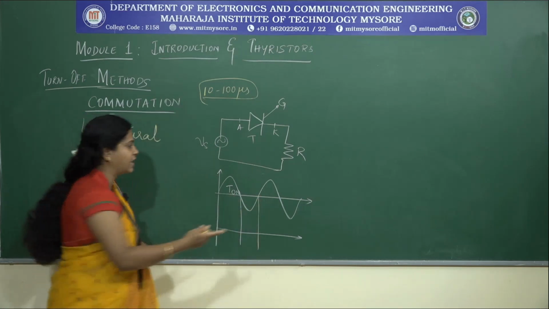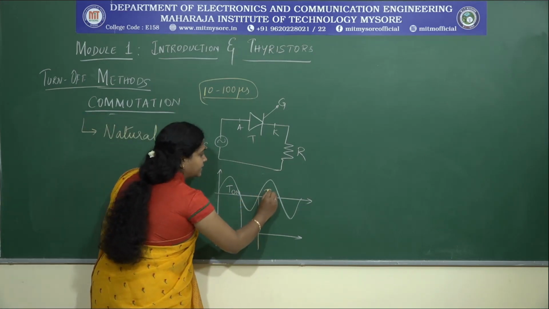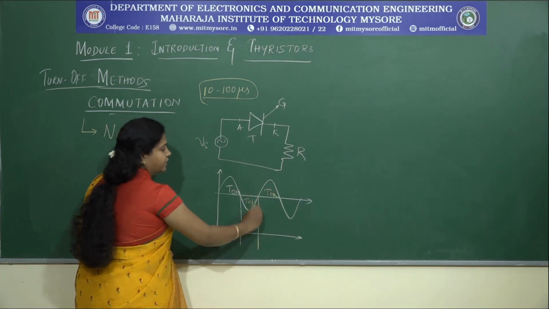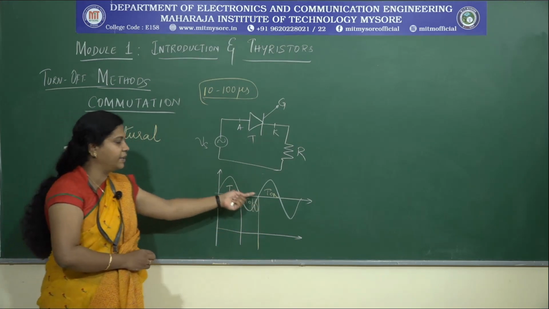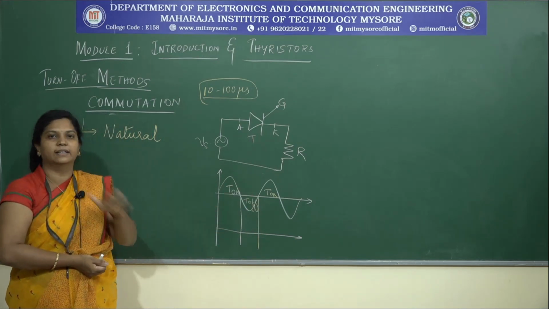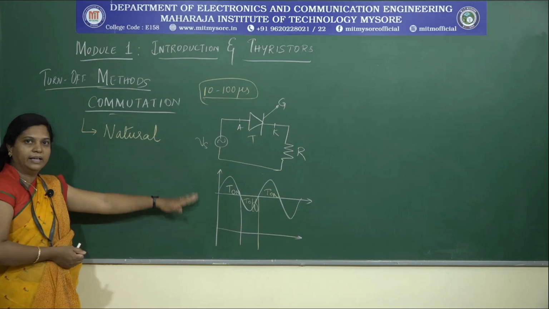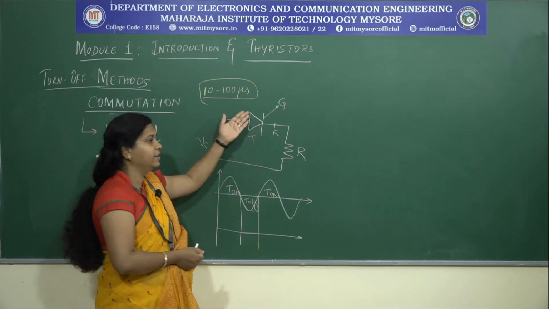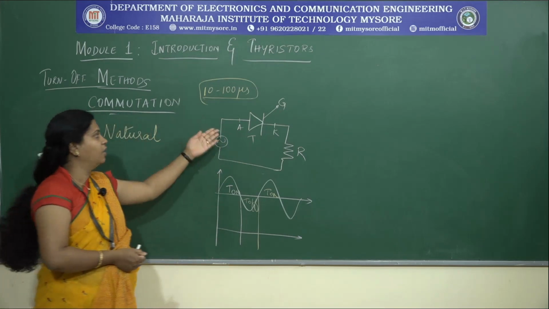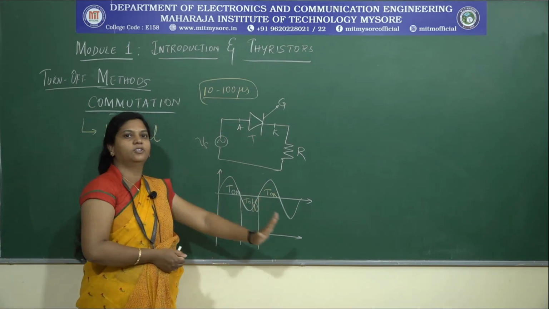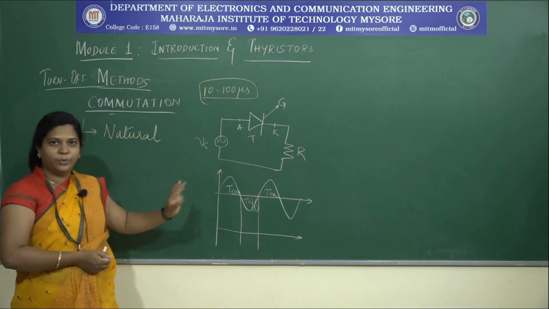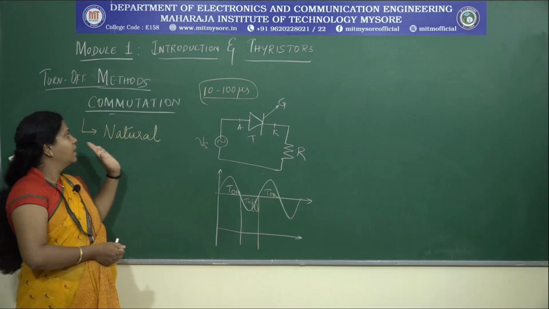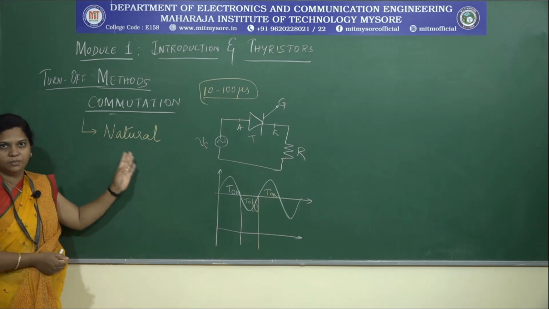Automatically in the next positive half cycle, again the thyristor is in the on state. Here it is off, here it is on. So what is happening? Without your external effort, on its own it goes to its on state, then comes back to the off state. On, off. This keeps on changing. You are not going to put in any effort. So this process is known as the natural commutation process.